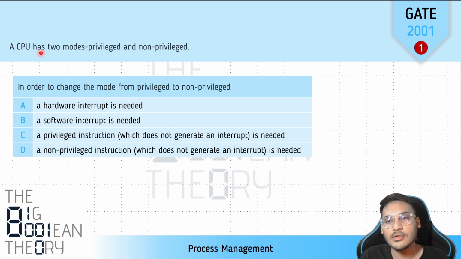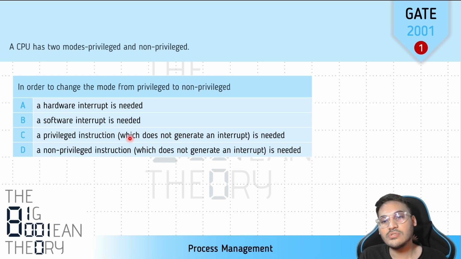A CPU has two modes: one is privileged and the other is non-privileged. Now the question asks that in order to change the mode from privileged to non-privileged, basically here we are lowering or dropping the privilege. The options are: A, a hardware interrupt is needed; B, a software interrupt is needed; C, a privileged instruction which does not generate an interrupt is needed; and finally the last option, D, a non-privileged instruction which does not generate an interrupt is needed. So now let's see how to approach this question.